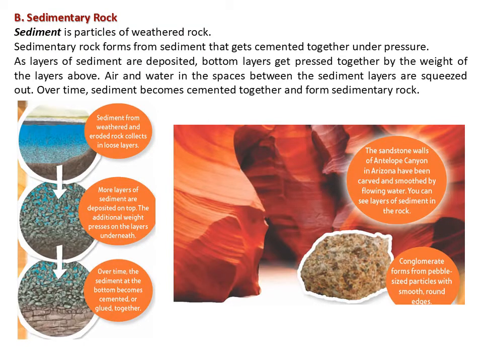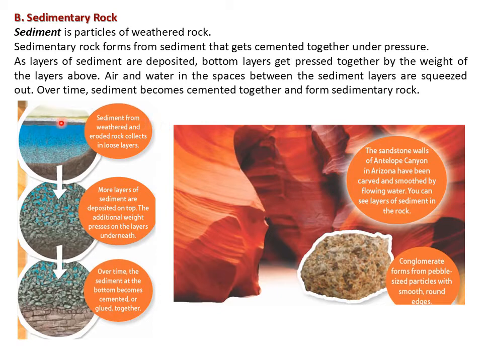Now, let's move to the second type, sedimentary rock. Sediment is particles of weathered rock. Sedimentary rock forms from sediment that gets cemented together under pressure. So, as layers of sediment are deposited, bottom layers get pressed together by the weight of the layers above. Air and water in the spaces between the sediment layers are squeezed out. Over time, sediment becomes cemented together and forms sedimentary rock.